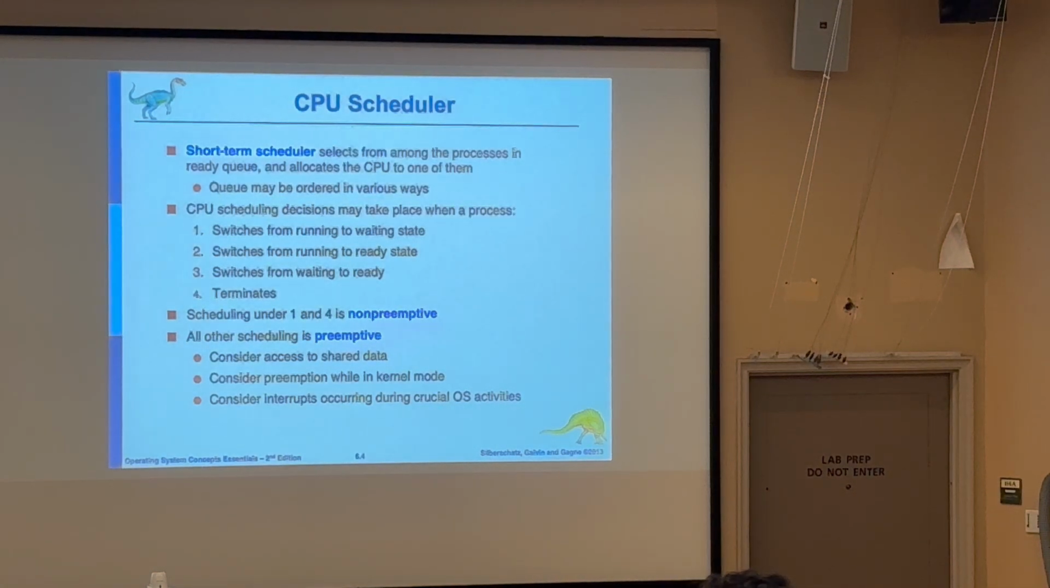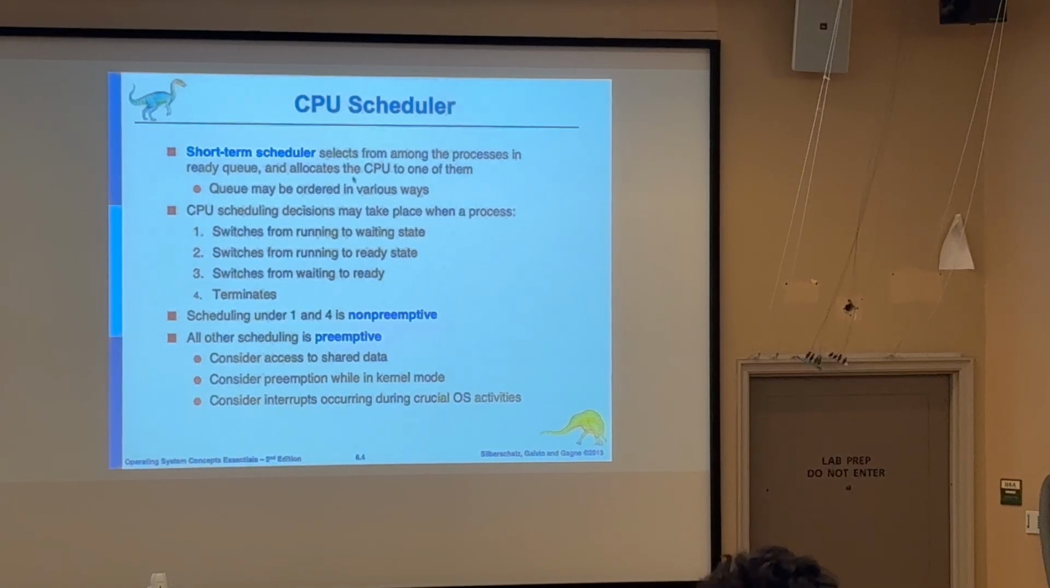Okay. All right. CPU scheduler. The short-term scheduler selects among the processes in the ready queue and allocates the CPU to one of them. There are long-term schedulers which we'll learn later, but this is the scheduler that you are going to work with in Xenu. It's typically called the short-term scheduler. So it picks a process from the ready queue and allocates the CPU.